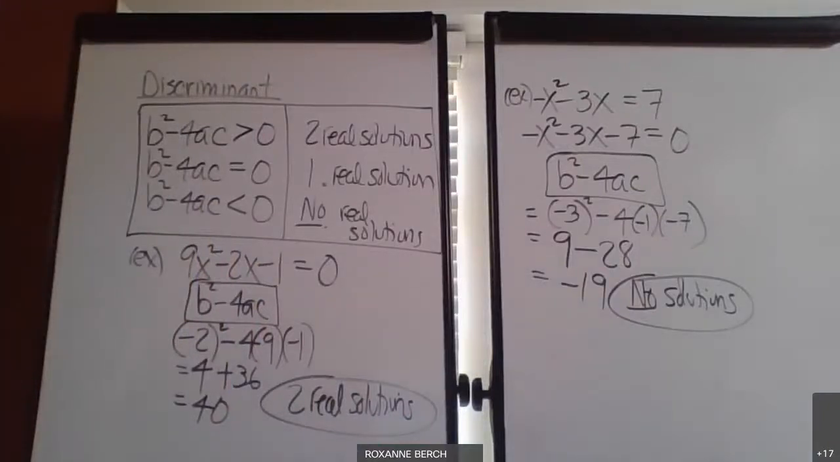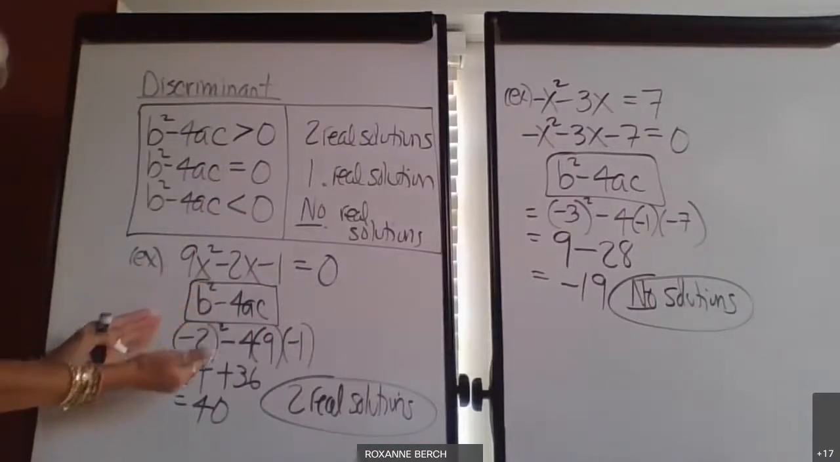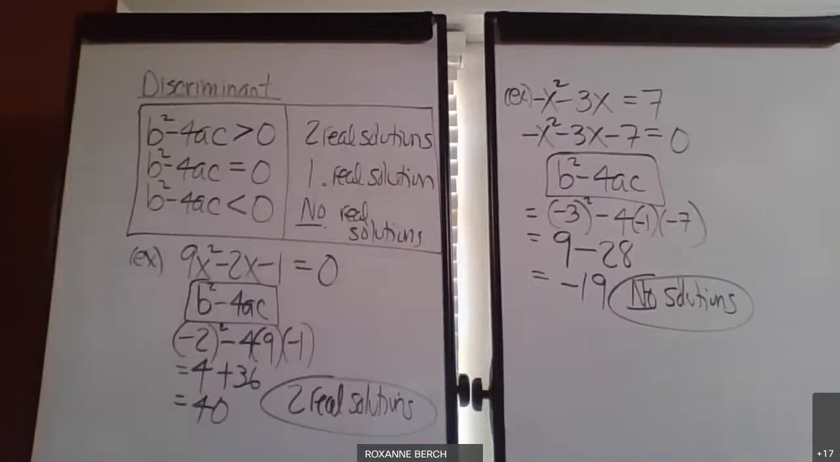All right, so that's the discriminant. It's really easy. You just take the b squared minus 4ac, make sure you put the b in parentheses, and the 4ac is a product. And does anybody have any questions about the discriminant?